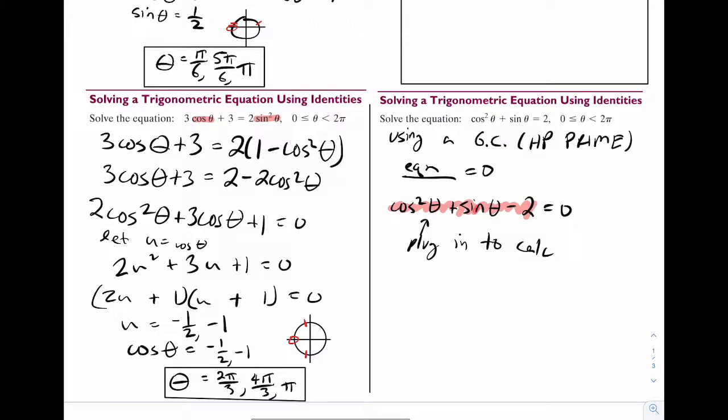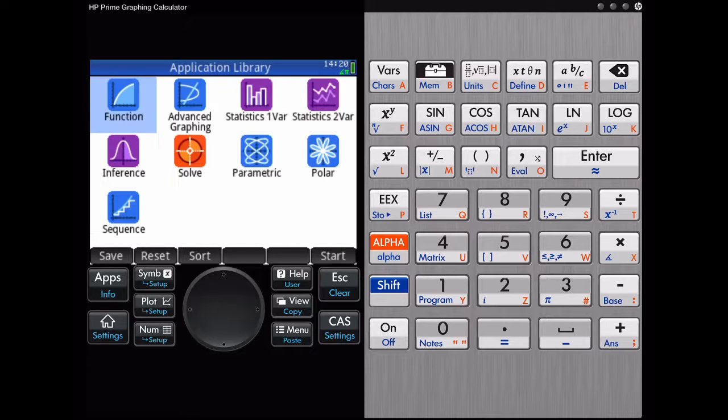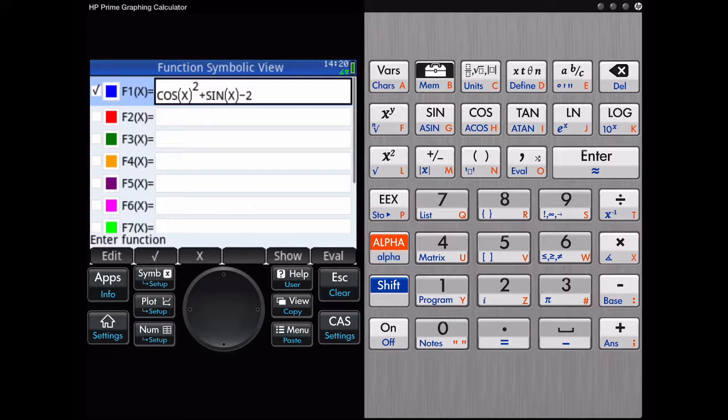So plug in to calc. I'm going to get my HP Prime. Here's my HP Prime. Notice I'm on the home screen. I'm going to tap the apps button and then go to function. And then you want to type this equation in exactly as it is. So I'm just showing you right here, so you don't have to follow me yet. We'll use our calculator more extensively next class, but I'm just showing you today. So here's the function. We want to plot this, so I hit the plot button.